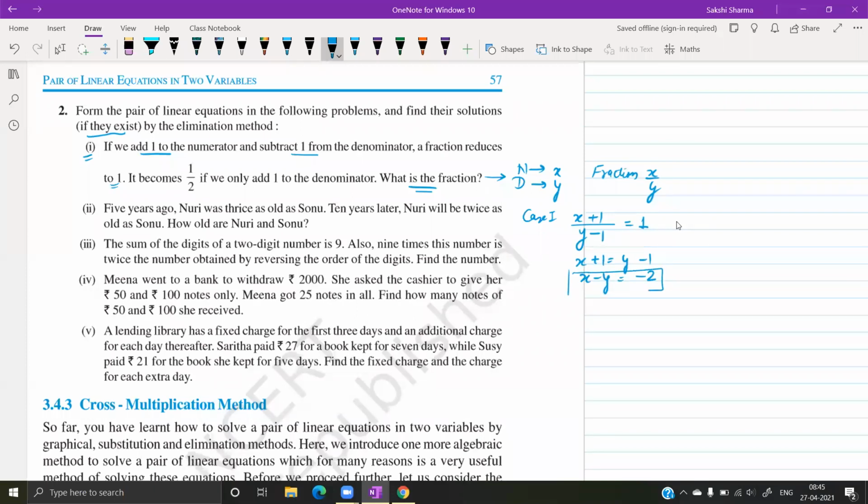This is equation number 1. Afterwards, you have to change your fraction by adding 1 to the denominator. Only the denominator is to be changed. There is no change to the numerator. That would mean x over y plus 1. In the second case, your new fraction is 1 by 2. Simplify. These are the two equations you want to work with. Use elimination and then solve.